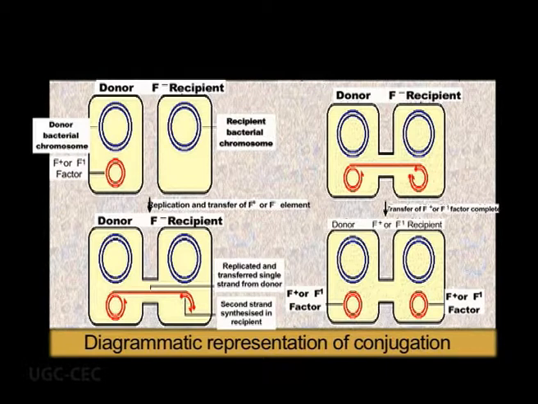You can see that there are two different cells. One cell is the donor, which is having the F plus factor in red, you can see, and there is the F minus, which is without this red, and then there will be conjugation bridge. Essentially it is formed of pili, and this particular conjugation bridge will bring the two bacterial cell closer.